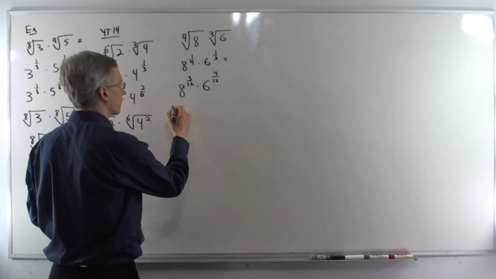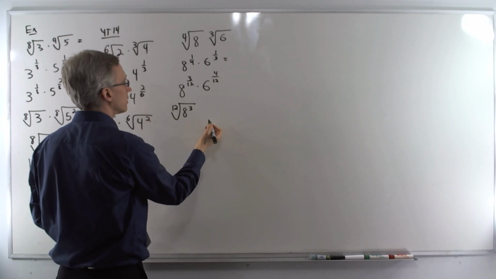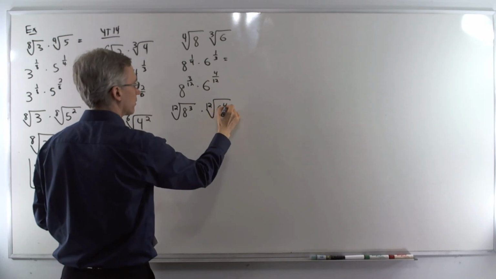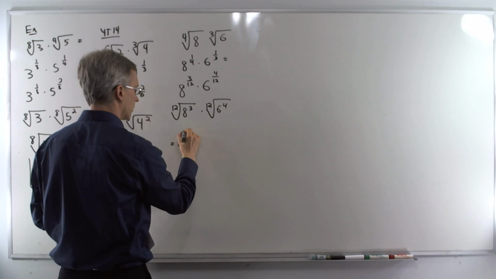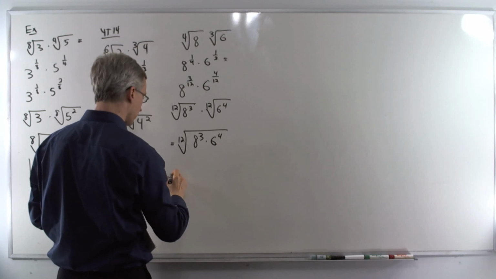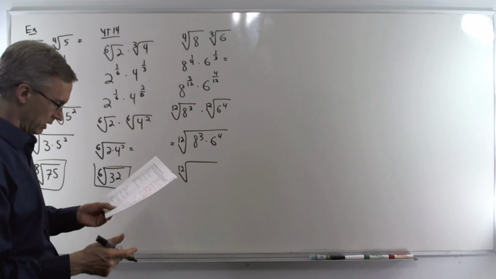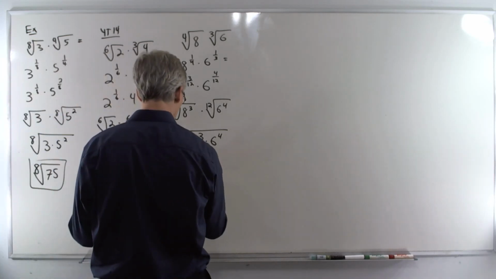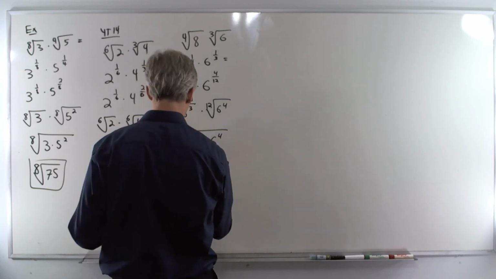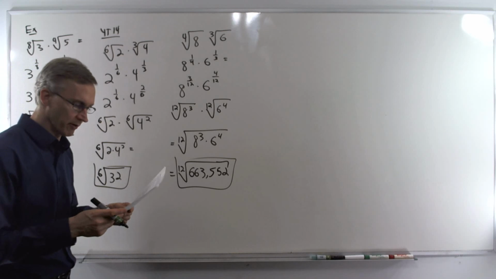Now we're back to radical form. 12th root of 8 to the 3rd power. And over here we got the 12th root of 6 to the 4th power. Now we use the product rule. Combine it all under one radical, and that gives us the 12th root of a very large number, 663,552. Your turn, number 15.